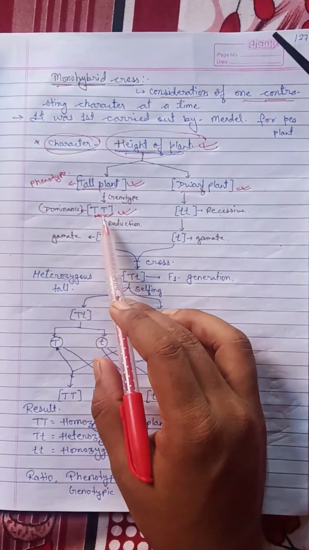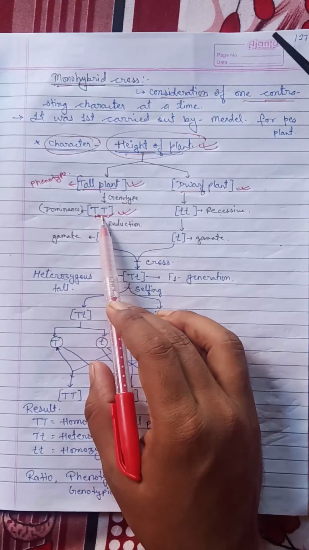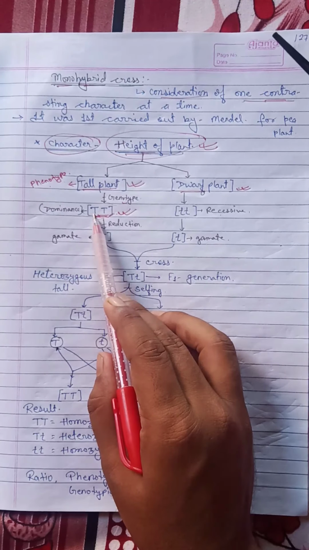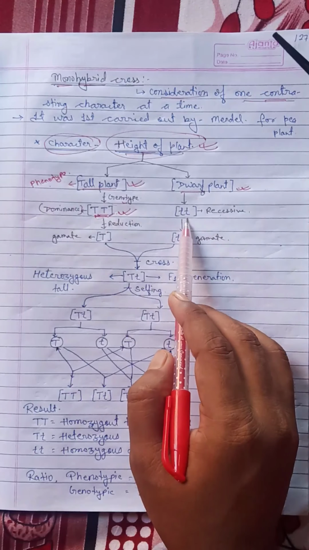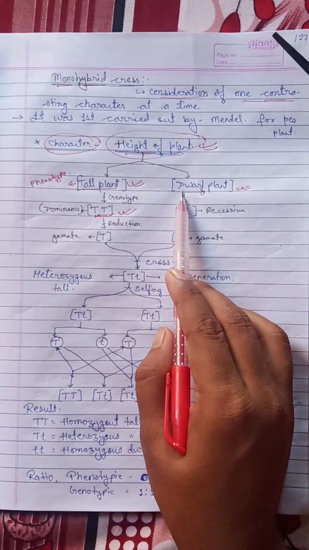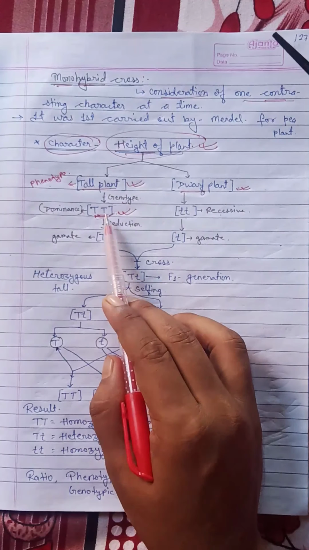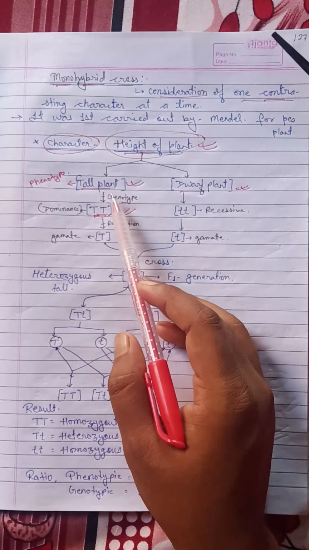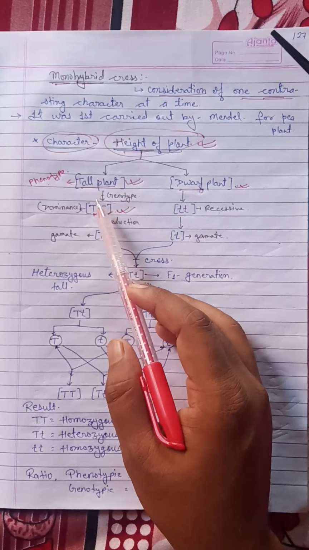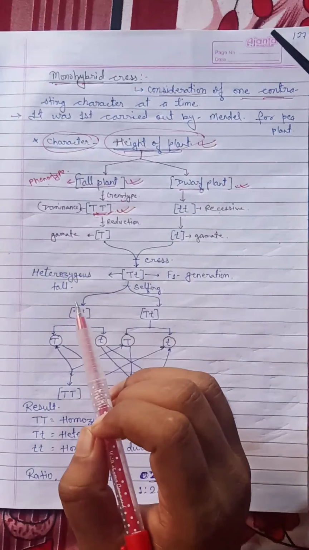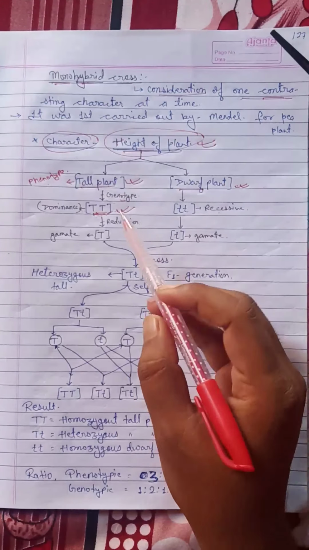Always we take the just opposite of the capital letter. That means we cannot take capital T here and write some other letter, like small d or capital D. We just write the opposite of the phenotype of the more dominant plant. So tall is dominant over dwarf plants. It is another matter.